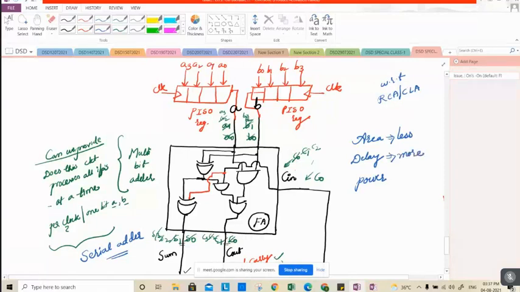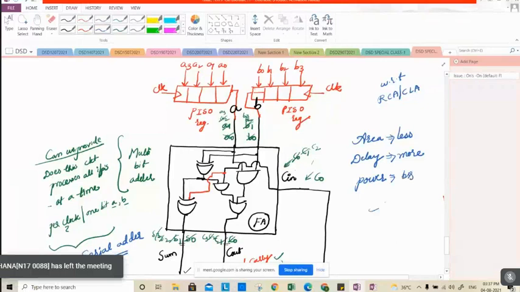Why? Because synchronous operation will not take place here. Simultaneous action will not take place here. Only bit by bit operation happens. What about power consumption? Less, sir. Will be less, right?